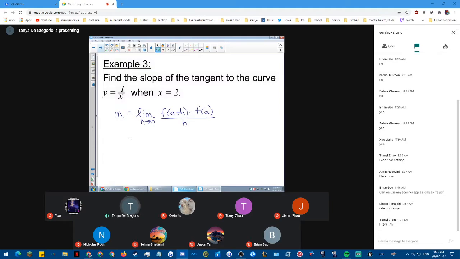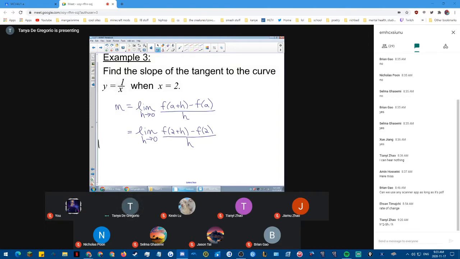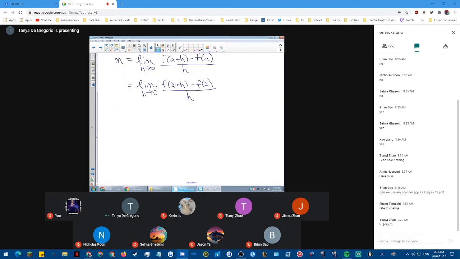Okay, so here, what's my a value? I have an a value. They gave it to me. They're telling me x is equal to 2. What do I do next? We sub into the equation. Beautiful. We're going to sub into the equation y equals 1 over x. So f of x equals 1 over x. So I'm going to have 1 over whatever x is. Well, x is 2 plus h. Minus, now we're going to plug in 2, so it's going to be 1 over 2, all over h.